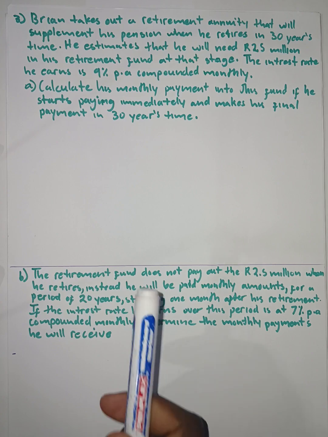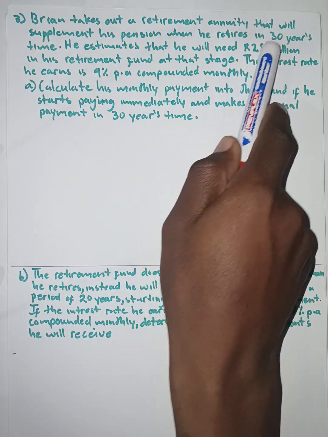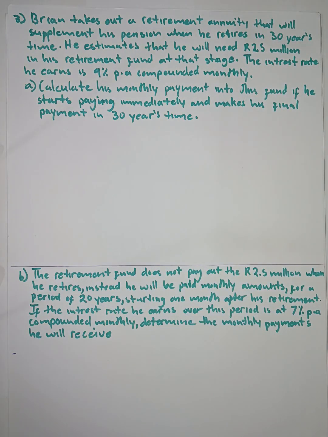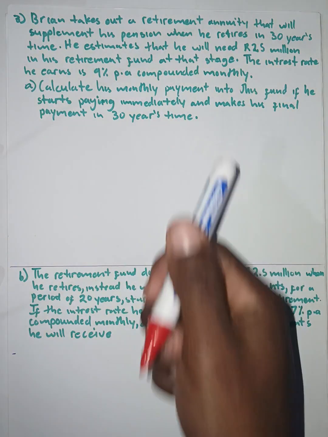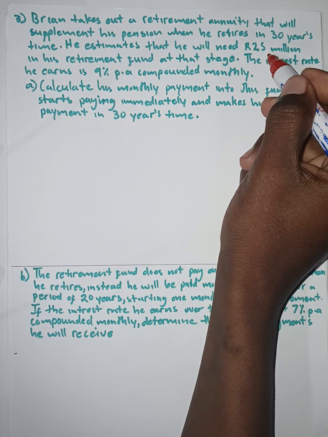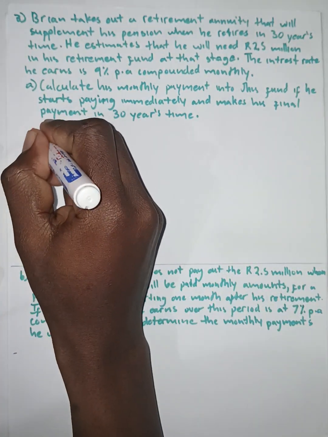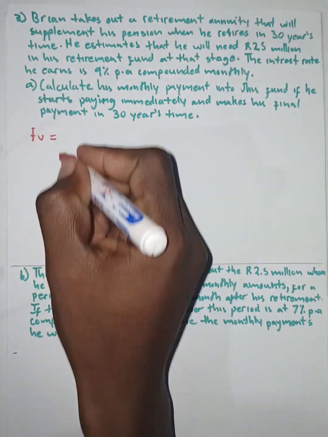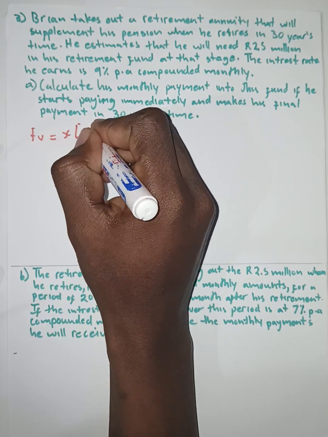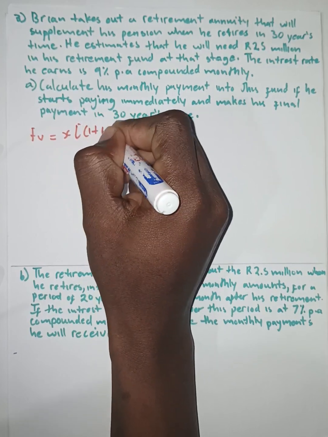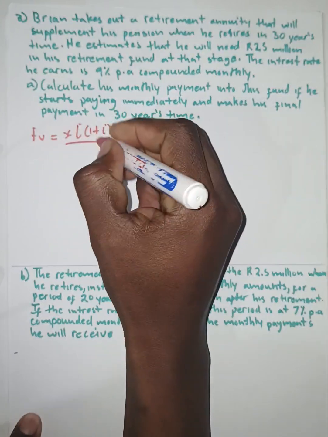So in this case, we are trying to find out how much Brian must invest in order for him to have 2.5 million at the end. So this is the future value annuity part. To find out how much he must invest in order to have 2.5 million in 30 years time, we use the future value annuity. I hope you still remember: the FV is X, open bracket, (1 plus i) to the power n, minus 1, and of course you divide everything by i.